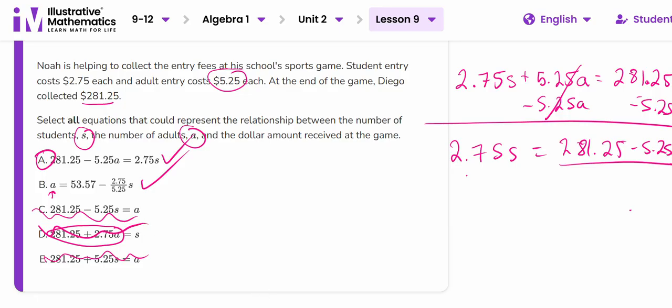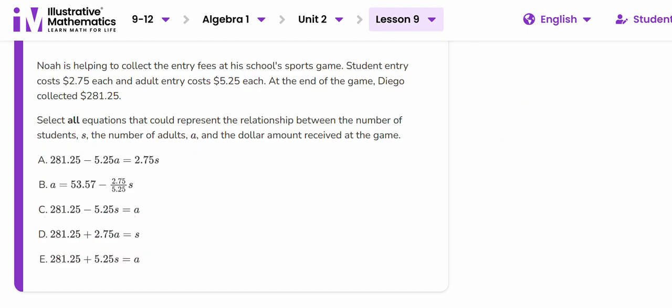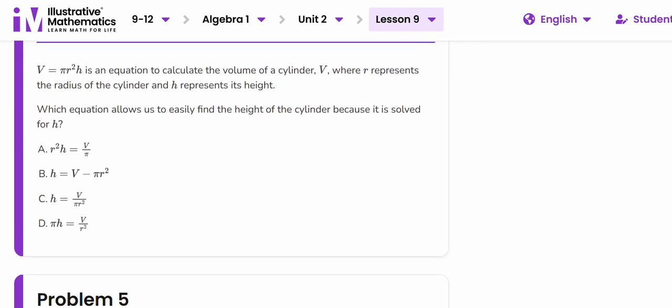So work smarter, not harder, to get your answers, and it's going to save you time. Let's go on to the next one.